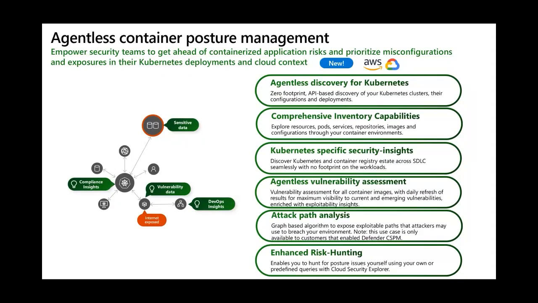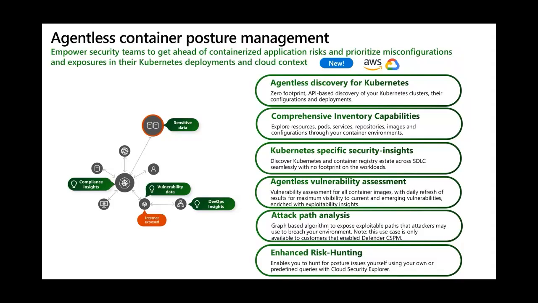So just taking a closer look at the agentless container posture management here. The key goal of agentless container posture management is to help empower security teams to get ahead of any risk to their containerized environments and prioritize any misconfigurations or exposures to their Kubernetes deployments. And we're able to do this through these six different use cases and scenarios that you'll see here.